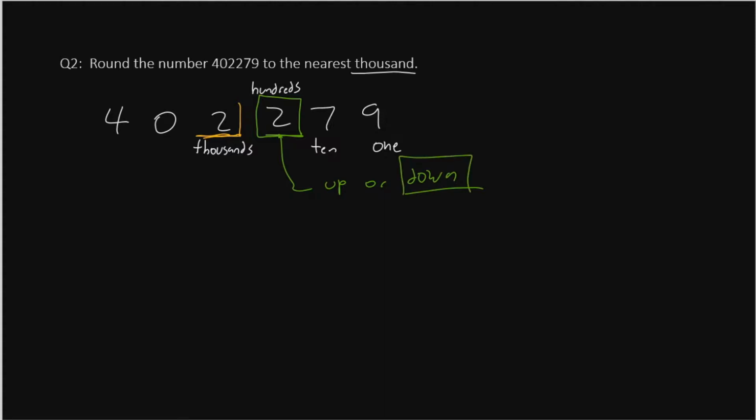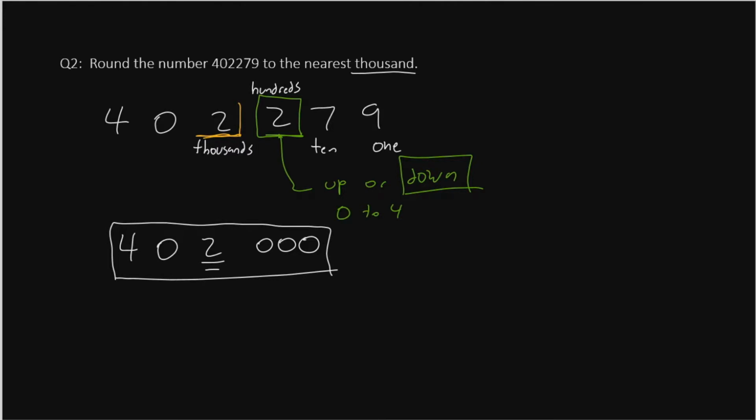We'll round down here because we are going to say that this number is less than 5. 0 to 4 means round down, and so your answer is still 402, and because you're rounding down, you keep that 2 the same. You don't move up. Everything else changes to 0. So all the numbers after the mark are now 0, and we've got 402,000. So that's how you would round to the nearest 1,000.